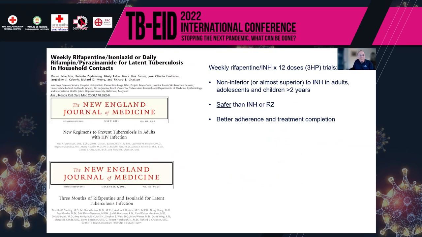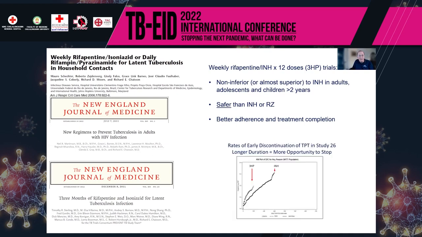Over the course of a dozen years or so, my colleagues and I, working around the world, developed one new short course regimen, 3-HP, weekly rifapentine and isoniazid, and in three clinical trials showed that weekly rifapentine and INH, 3-HP, was non-inferior or almost superior to isoniazid in adults, adolescents, and children, including people living with HIV infection. It was safer overall than INH or than another short course regimen, rifampin and PZA, and it had better adherence and treatment completion. And the reason it had better adherence and treatment completion is pretty obvious. The shorter the regimen, the easier it is to complete.